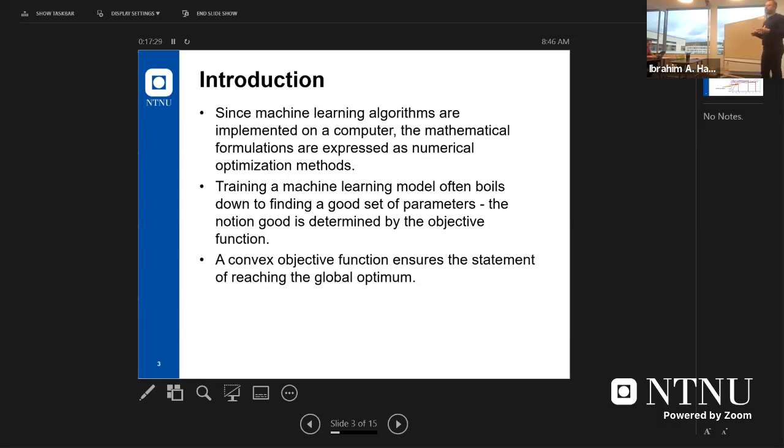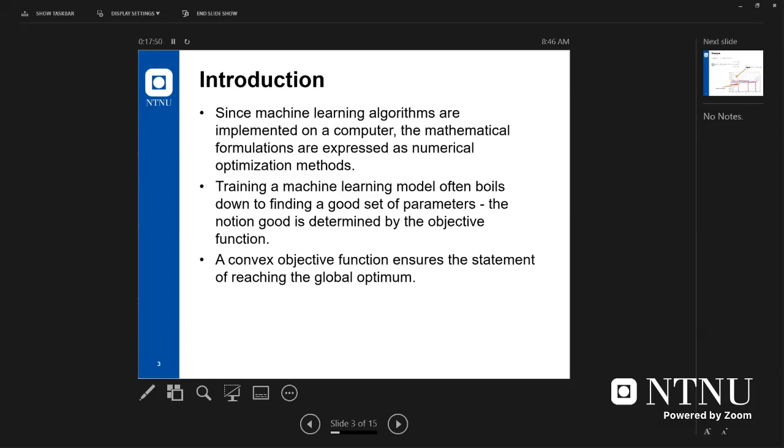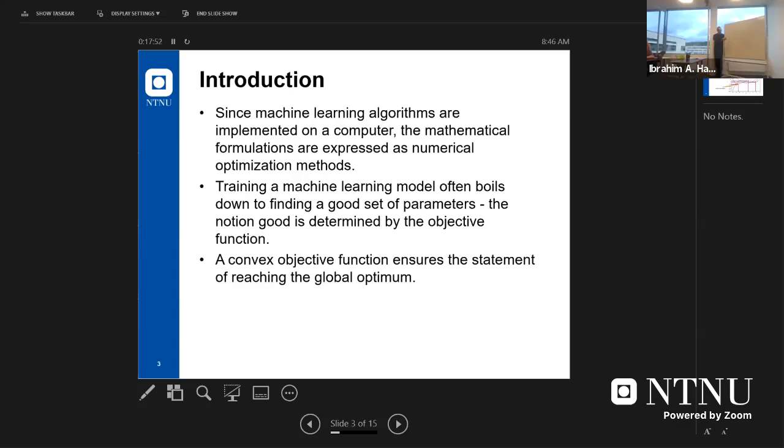Is it clear? So the convex objective function ensures reaching the global optimum. We need to reach the global optimum. I know that any cost function will be bumpy like this one; it will be more complex. But just imagine that we hope to have a cost function which is convex like this one, because then if you run your algorithm 100 times, you will reach the same solution.